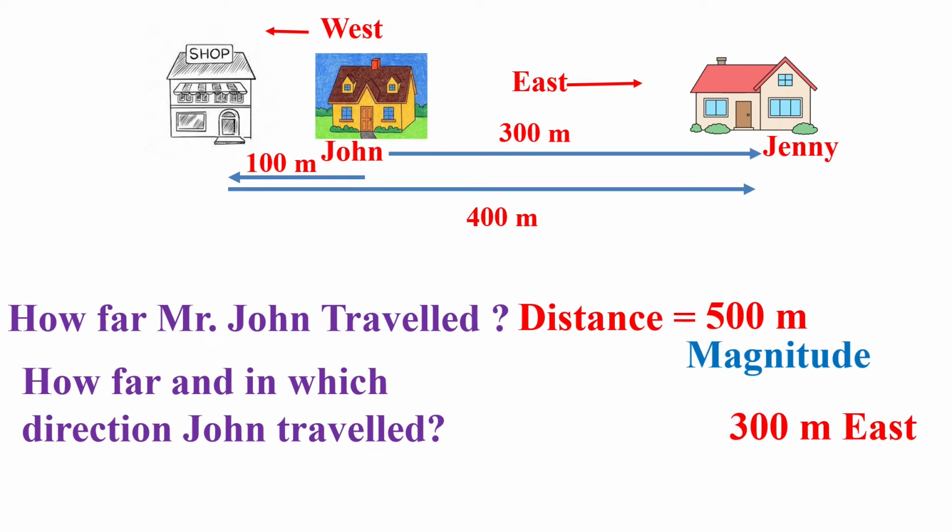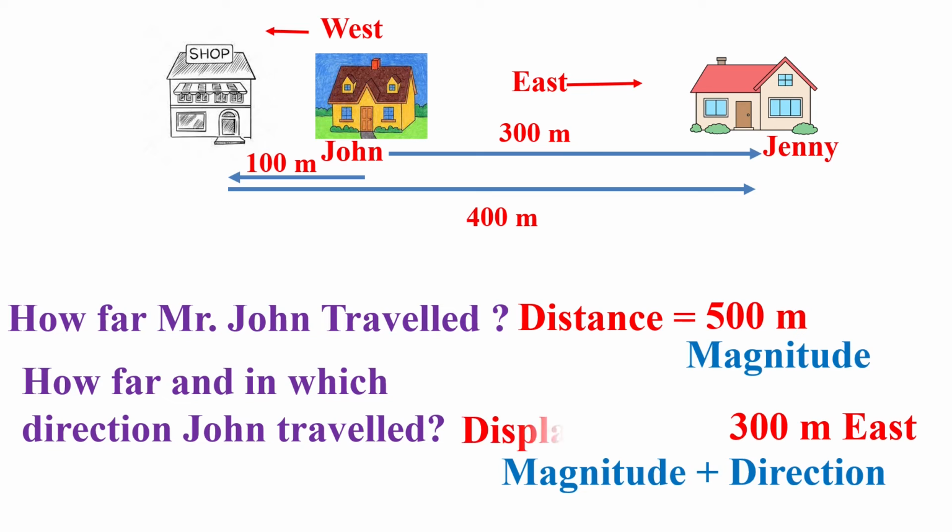And here 300 and meter represent magnitude and east represents direction. If we say the distance between John's house and Jenny's house is 300 meters east, then we are saying magnitude and direction both. In this case, it becomes displacement. Displacement is the shortest distance between two positions, the initial and final position of the body. Okay, this is the difference between distance and displacement. One has magnitude only, another has magnitude and direction.